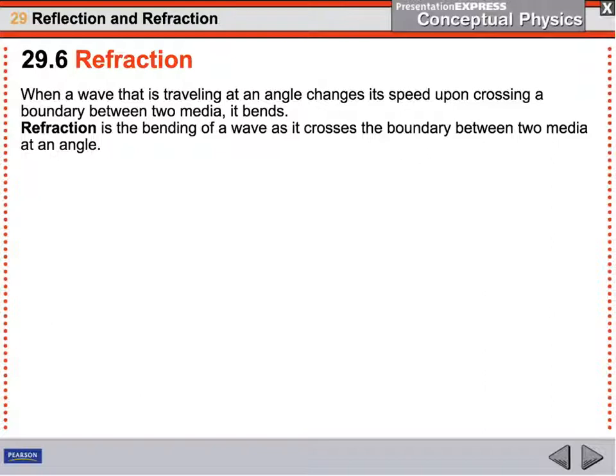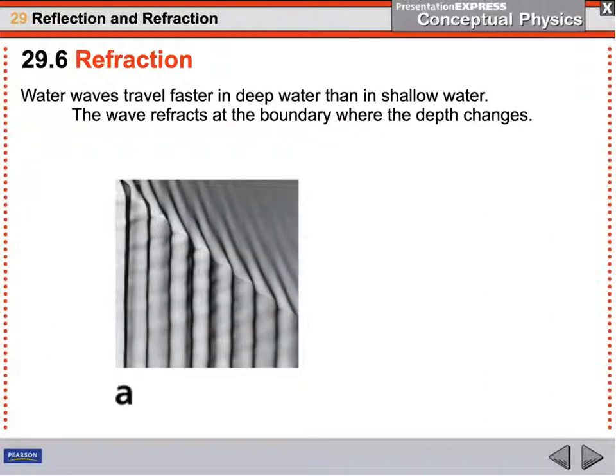When a wave that is traveling at an angle changes its speed upon crossing a boundary between two media, it bends. This is called refraction. Refraction is the bending of a wave as it crosses the boundary between two media at an angle. Water waves travel faster in deep water than in shallow water. The waves react at the boundary where the depth changes.